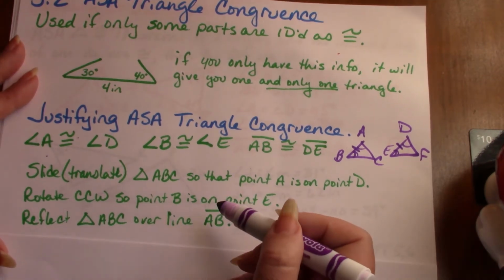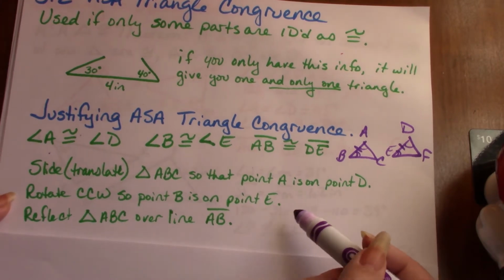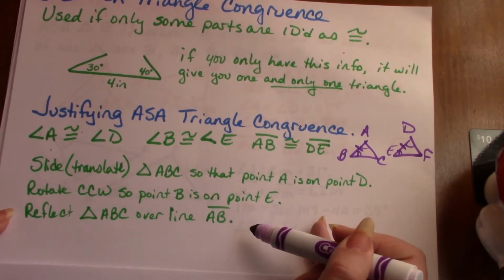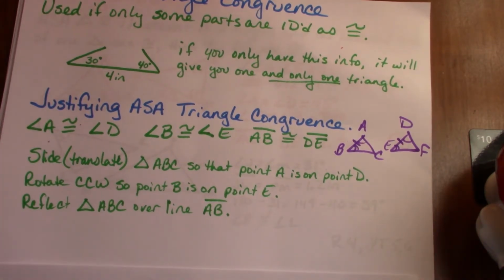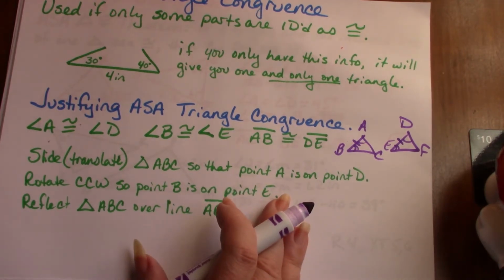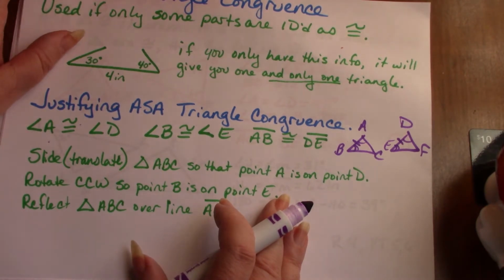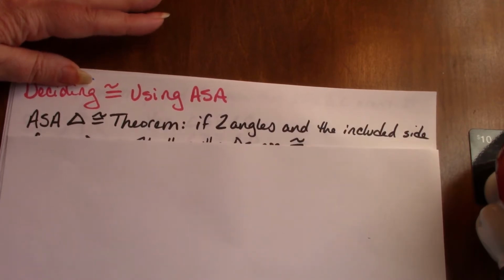Now they give you other sets of triangles, and these give you the other ways that you can rotate or reflect the shapes so that the triangles map onto each other and you can see how ASA works. So take a minute to go through Explore 2, Deciding congruence using angle, side, angle.